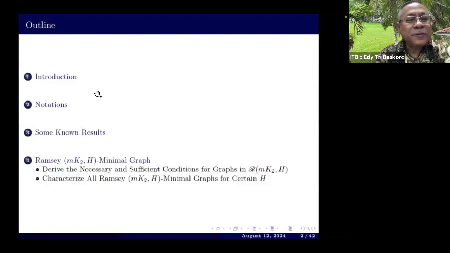This talk will consist of four sections. First, I will begin with some introduction and then give you some notations that we need in this talk. And then I will explore some known results related to this Ramsey minimal graph. And then in the fourth section, I will derive the necessary and sufficient condition for belonging to this Ramsey minimal graph class. And then we characterize all Ramsey minimal graphs for certain H.